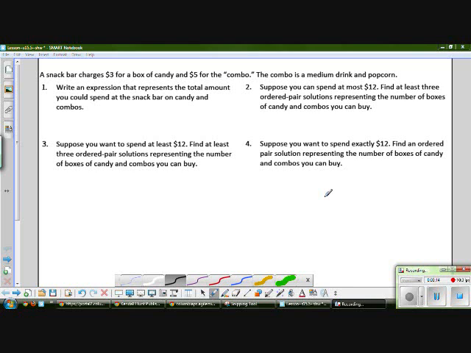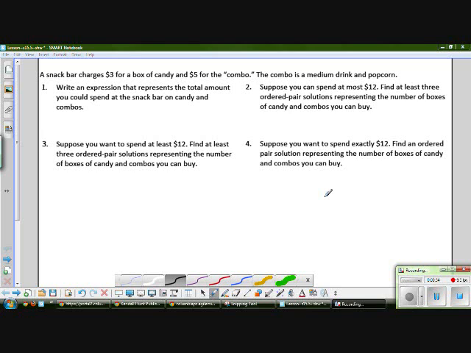Alright, so let's look at 15.5. Now, we're dealing with expressions, we're going to be dealing with some graphing, looking where solutions are, and this will make so much more sense tomorrow, I think, when we really start putting these ideas together. I'm sorry, Thursday. We're going to look at this more on Thursday. So here's the deal. We have a snack bar that charges $3 for a box of candy and $5 for the combo. So we're going to be writing some expressions to represent certain situations.